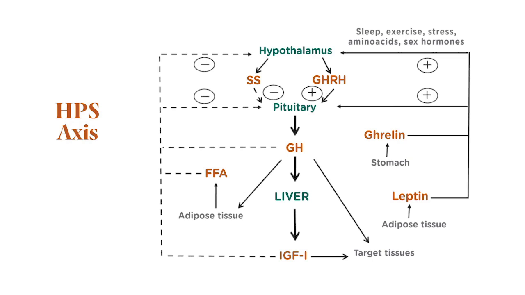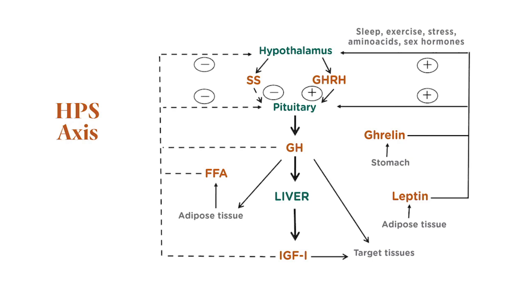GH itself is a major anabolic hormone that leads to the buildup of muscle mass and bone mass. In order to acquire all the energy required for this building activity, GH also leads to increased fat breakdown and the release of free fatty acids, which in turn can be broken down into energy.